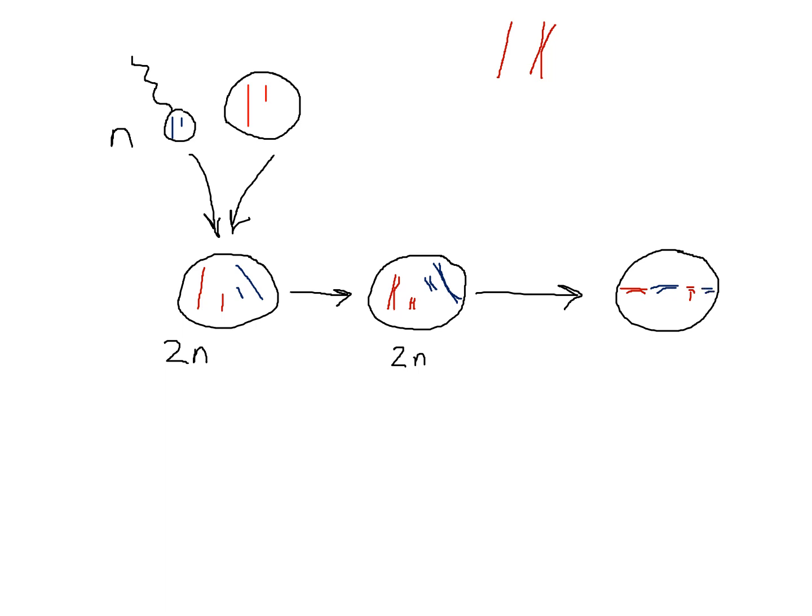We're going to have things line up on the metaphase plate. Let me get rid of that. There we go. So we've got our chromosomes lined up on the metaphase plate. They're going to attach to the spindle, and the chromatids are going to move to opposite poles. So for this long red one here, the top chromatid is going to move to that pole. The bottom chromatid is going to move to that pole.